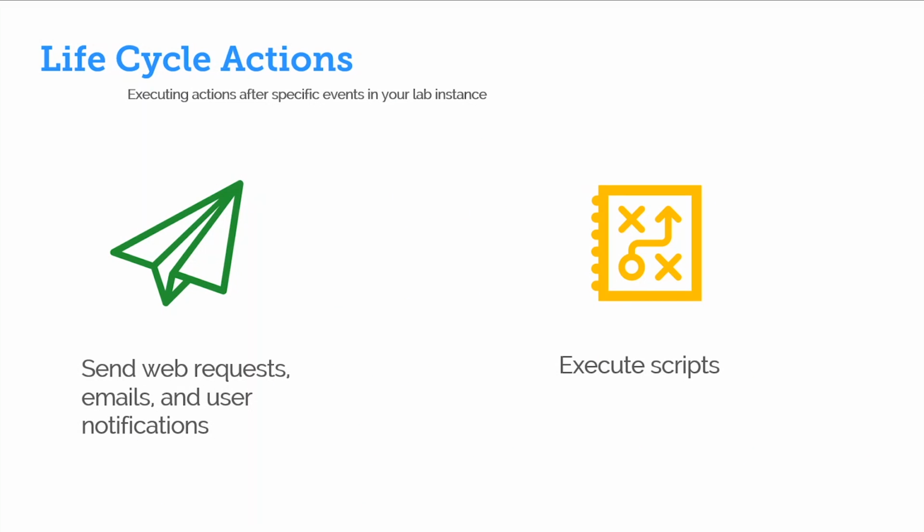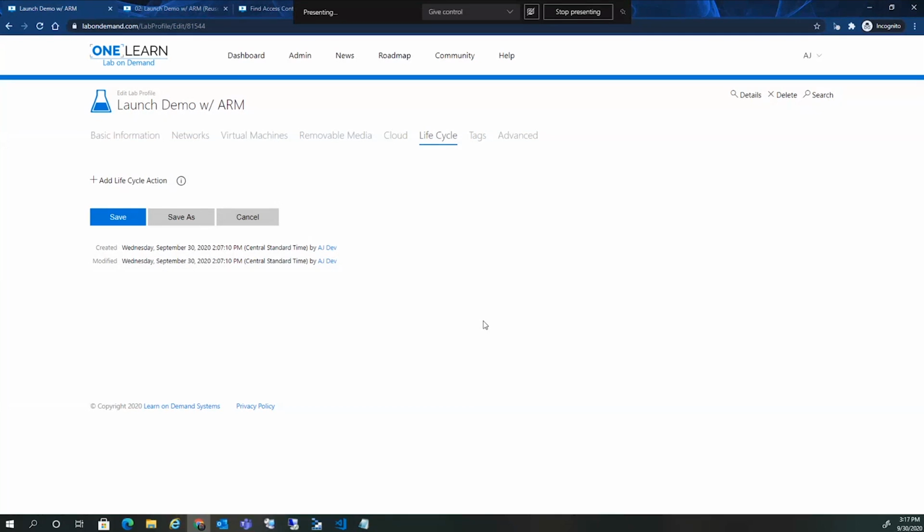Okay. So, as Damon was saying, we have several different types of lifecycle actions available. The most common one that we see is executing scripts specifically against either a virtual machine or a cloud platform. The reason you would want to do this is really to save time in your class for your students and your instructors. We can do a number of different things with them.